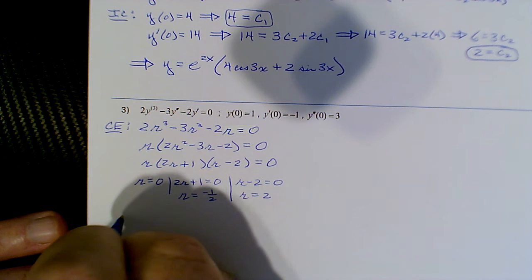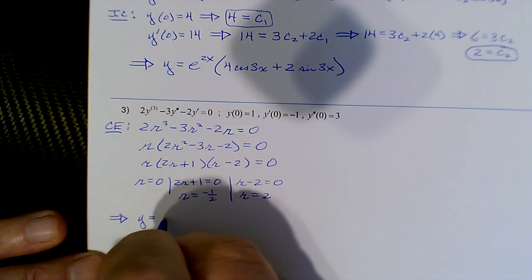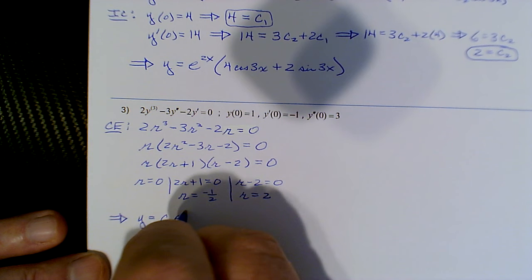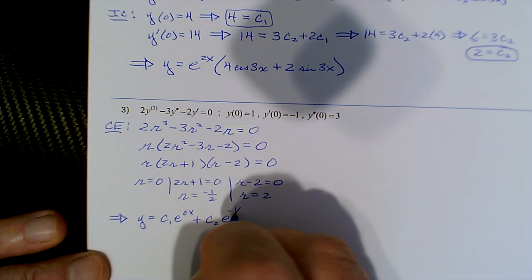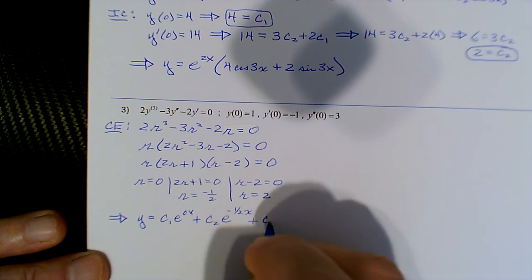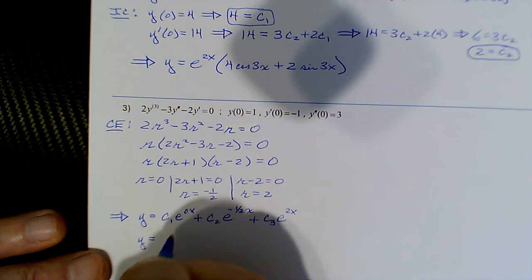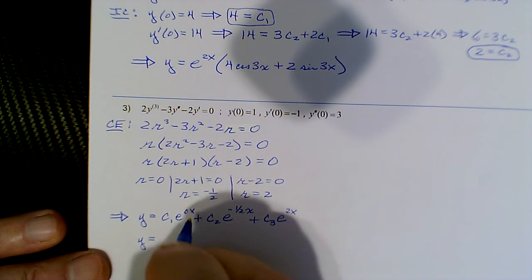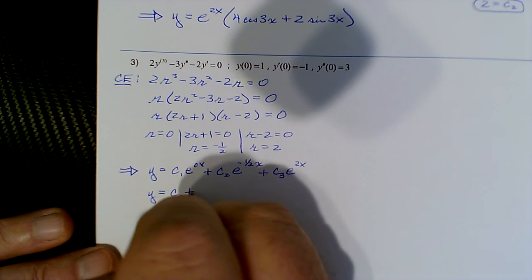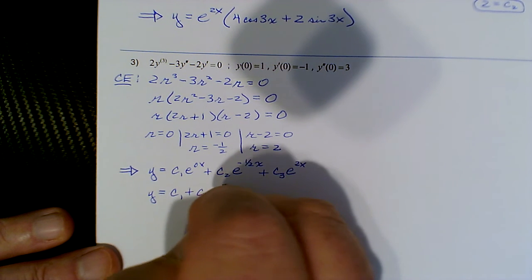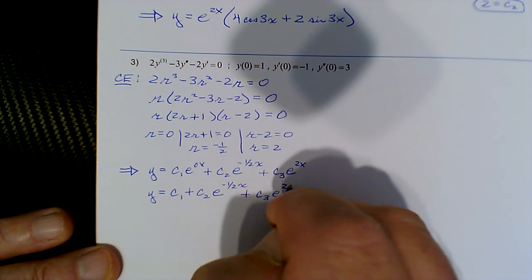So then a general solution is y equaling, okay, I'll say c1, just to be explicit, c1 e to the 0x plus c2 e to the negative 1/2 x plus c3 e to the 2x. But of course we're not going to keep e to the 0x, so that's just c1 plus c2 e to the negative 1/2 x plus c3 e to the 2x.